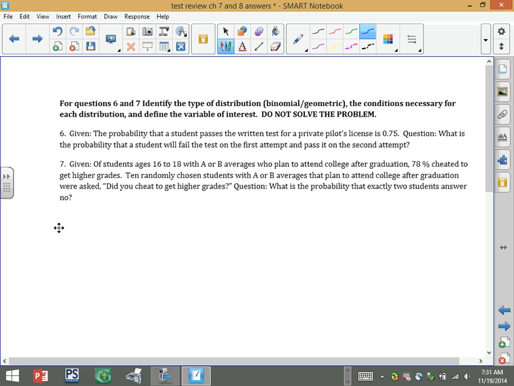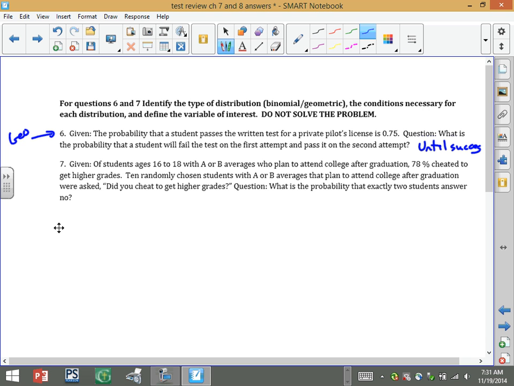All right, for these two questions, just figure out what are we looking at. Is it binomial or geometric? So we don't have to solve it. The probability a student passes a written test for their private pilot's license is 0.75. What's the probability a student will fail the test on the first and pass the second? In other words, what's the probability that their first pass is on the second attempt? This is until success. So this is geometric.